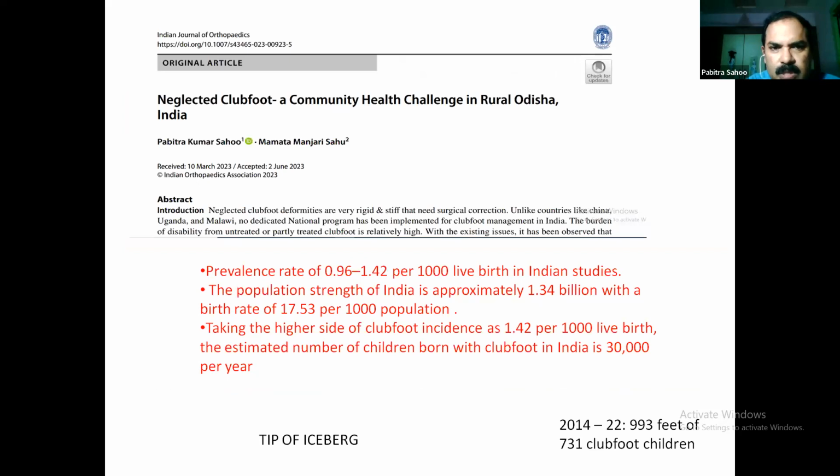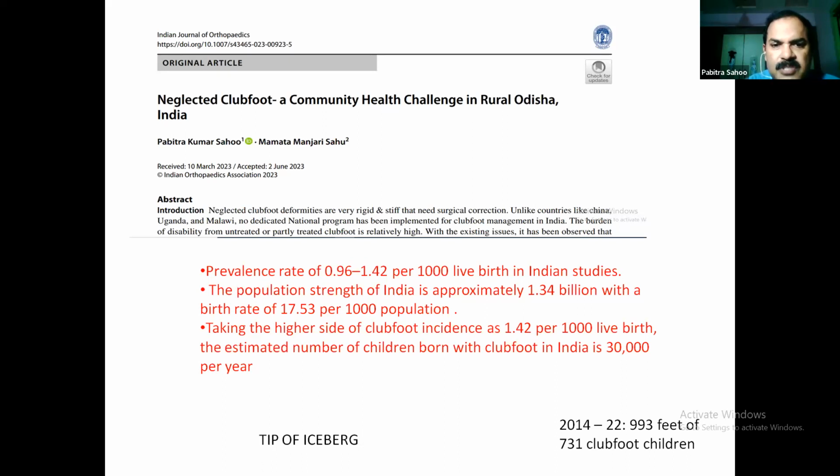So this year, in 2023, in early June, we published a paper: neglected clubfoot, a community health challenge in rural Odisha. In fact, it is really a challenge in the rural sector. Whatever clubfoot we are seeing at our institute level is just the tip of the iceberg. Actually, the number is quite high in rural areas, and quite high in tribal areas where healthcare facilities are poor and awareness is poor. So this is data published in our study.